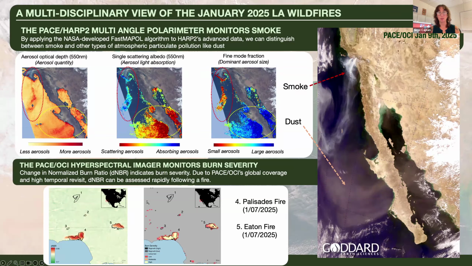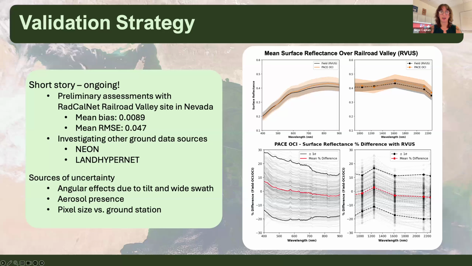understanding of aerosol types. So in this scene from last year's LA fires, we can differentiate the smoke plume from the fires from a dust plume a little farther south. And that can be really important when we're tracking aerosols and air quality degradation due to things like burning. And of course, we can map the dNBR of these fires with OCI as well, which is a really nice example of 2 separate PACE instruments working together. And I think that was the last case study that I have for you.